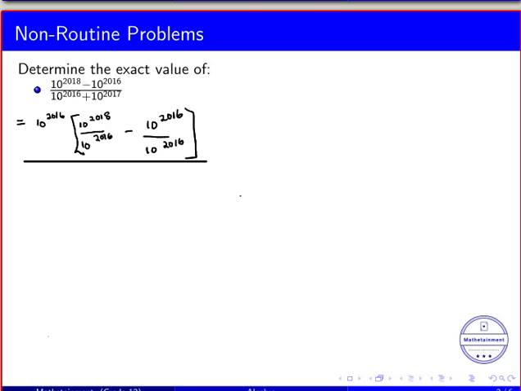Here on my denominator, I also take 10^2016 as my common factor. Open my bracket. I'm left with 10^2016 divided by my common factor, which is 10^2016, plus 10^2017 divided by my common factor 10^2016.